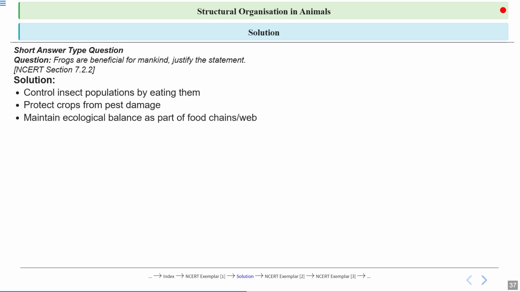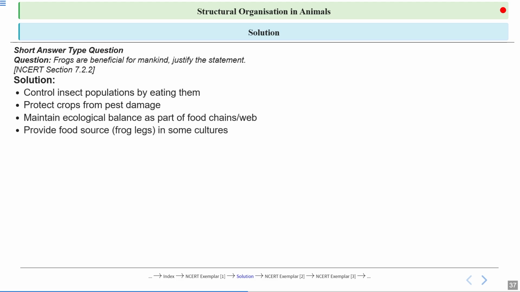Maintain the ecological balance as a part of the food chain and food web. Every organism is important in the food chain and the food web. If any organism is removed from the food chain or food web, the whole ecological balance will be disrupted, right? So to maintain this ecological balance, every organism should be at its own position. Frog also has a position in the food chain and food web. So in that way, they help to maintain the ecological balance.